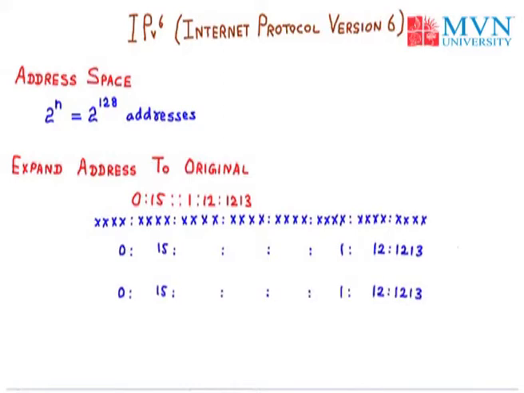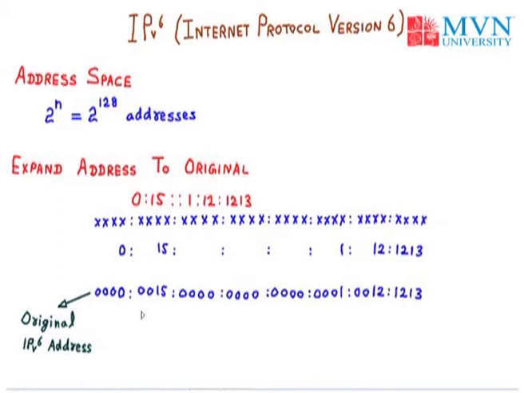Now, in the third step, I will replace all the blank fields with 0. So replace all the blank fields with 0: 4 times 0, 2 zeros, 4 times 0, 4 times 0, again 4 times 0, 3 times 0, 2 times 0. So now this is my original IPv6 address, and this one is my compact IPv6 address.